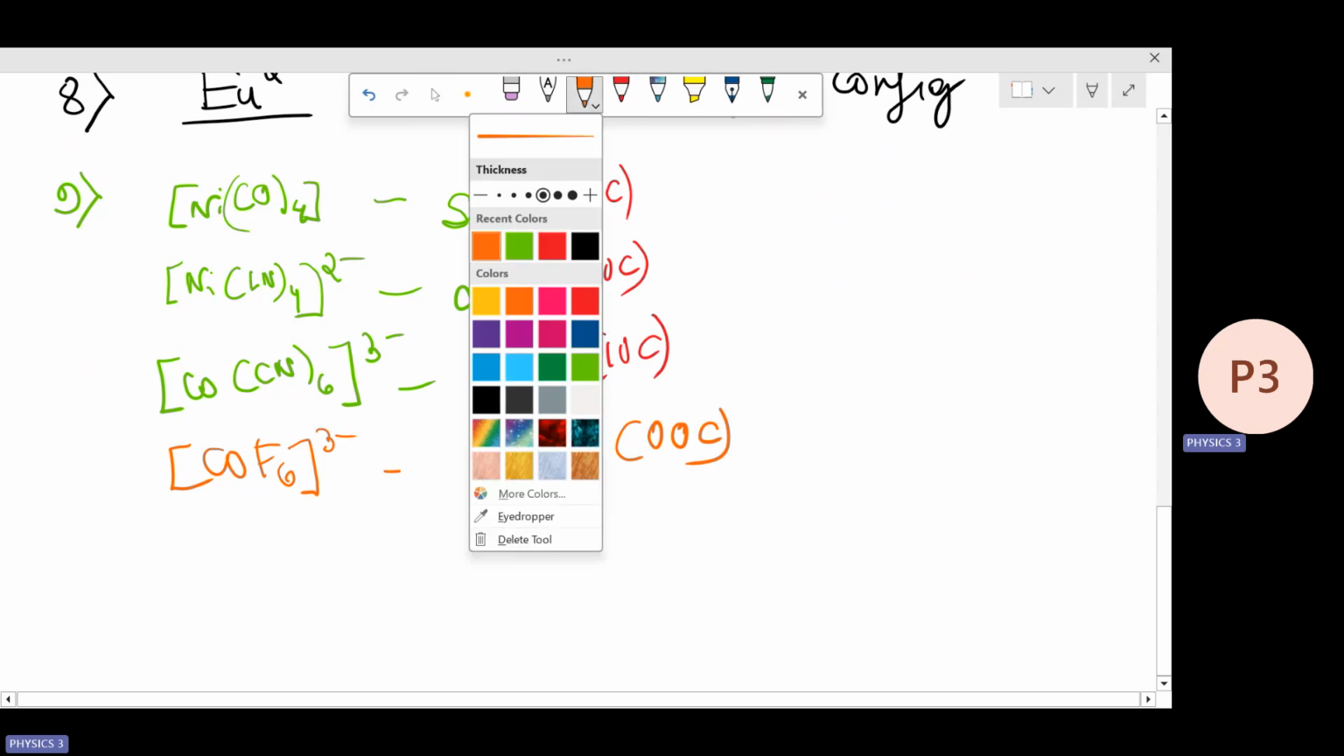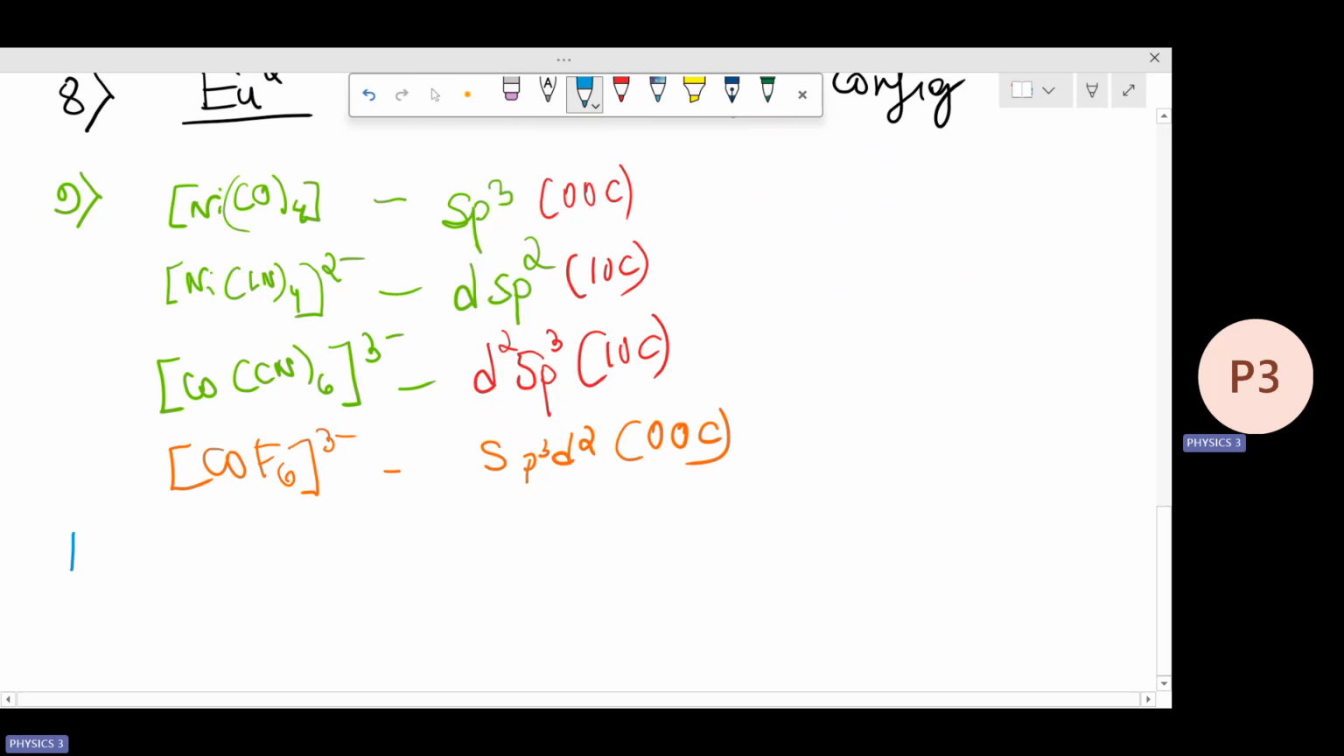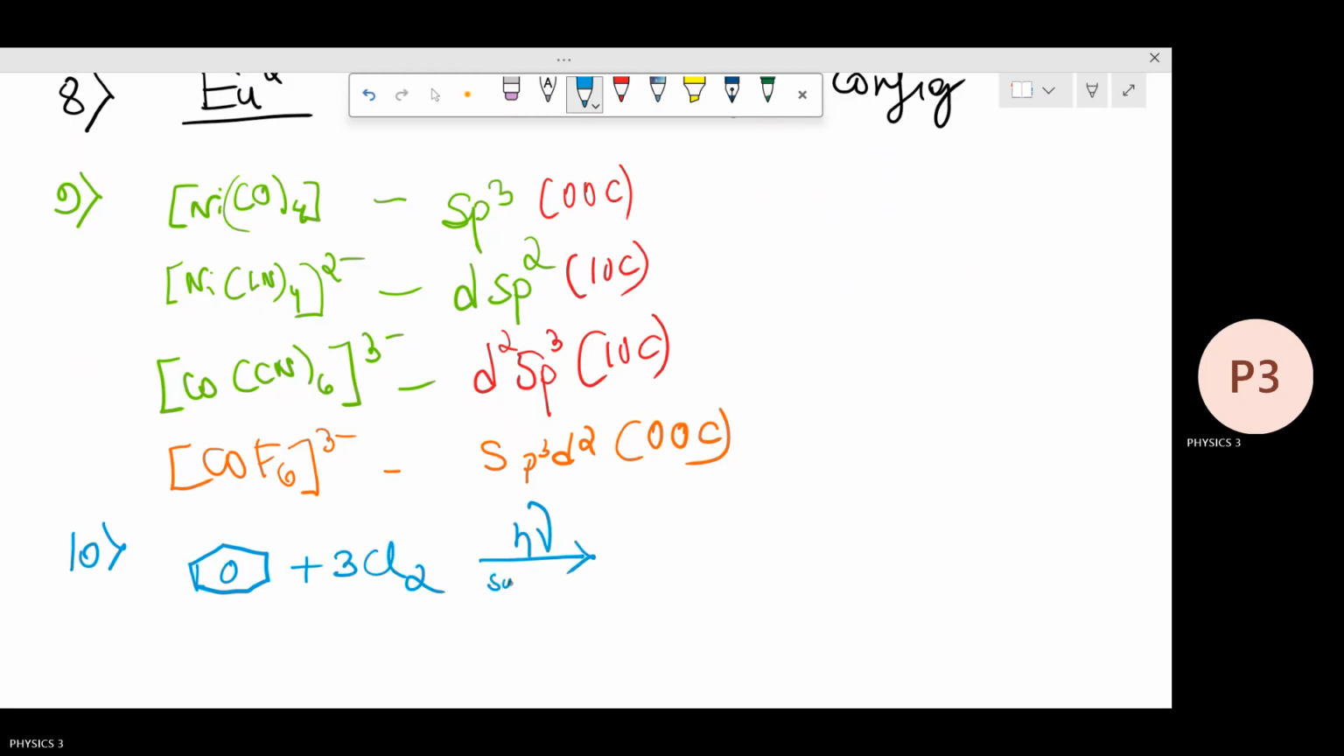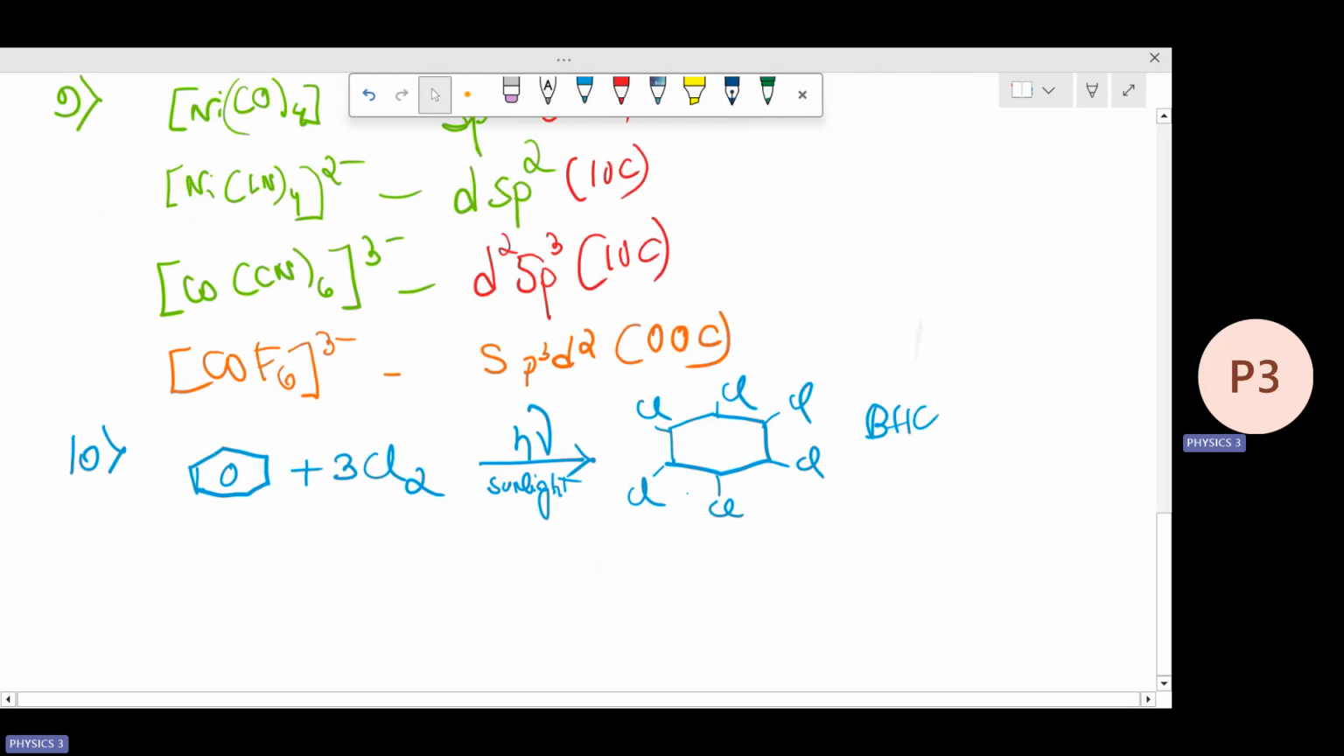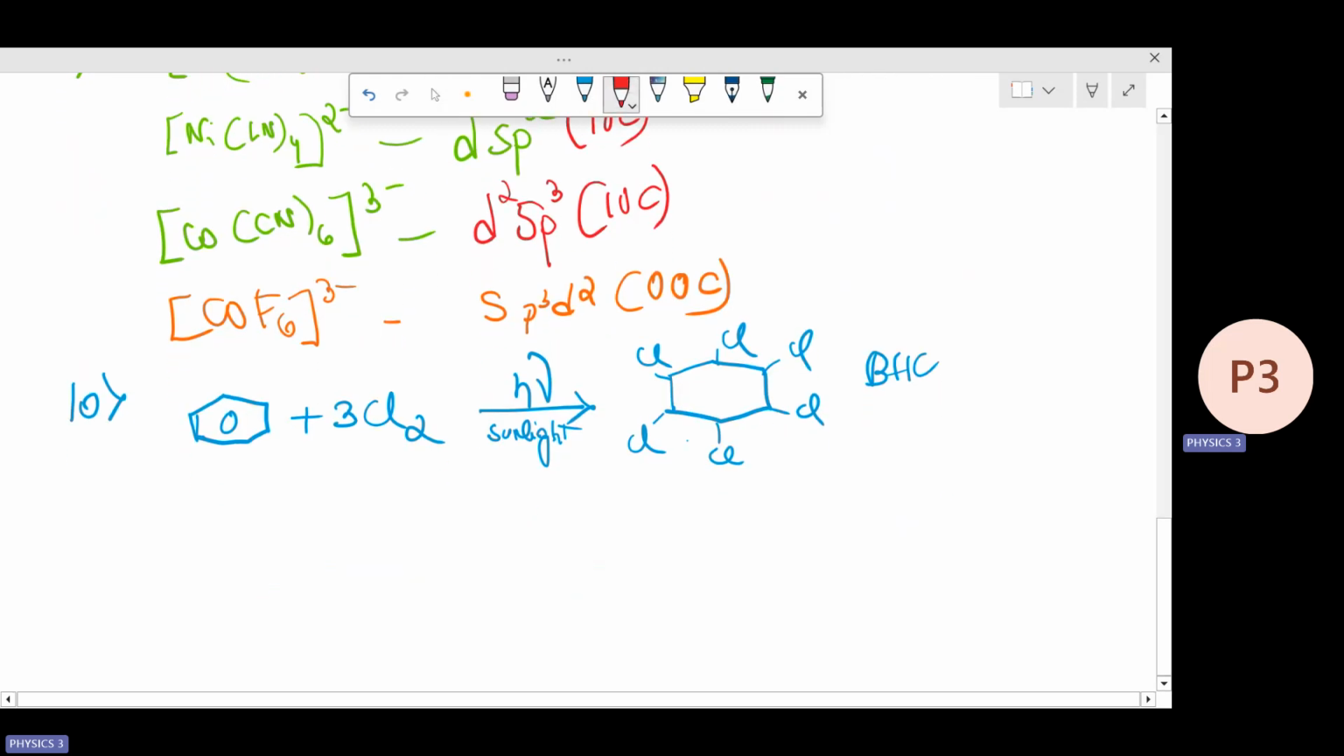Continuing further, we are going for the next one, number 10, which is about a reaction of a hydrocarbon. When you react benzene with 3Cl2 in presence of sunlight or hν, both are same, you do get something called BHC, benzene hexachloride, where all the double bonds are replaced by chlorine. This is called BHC or benzene hexachloride. Some of you may call it gammaxane as well.